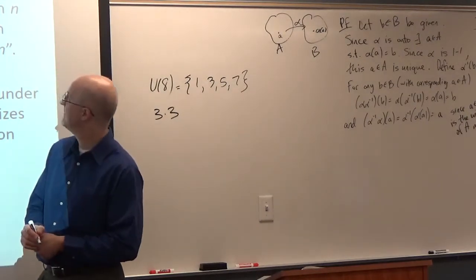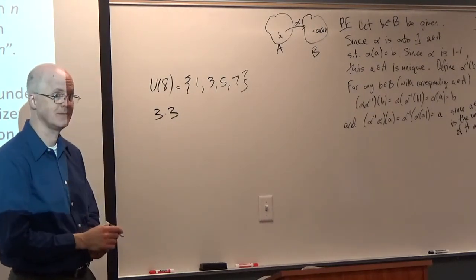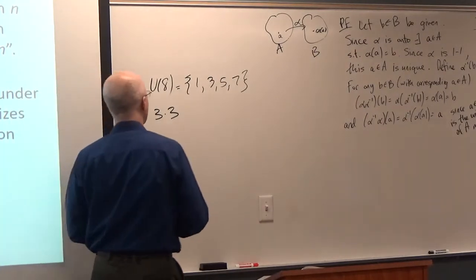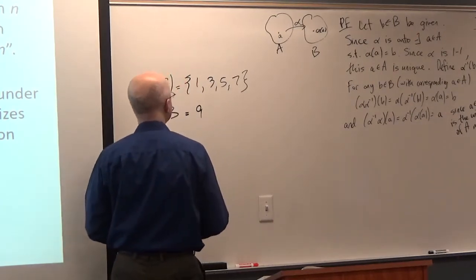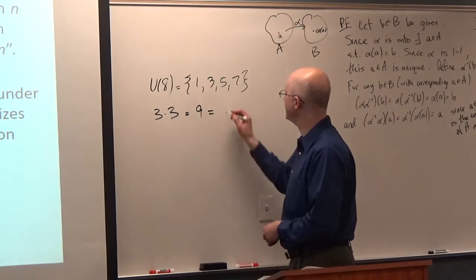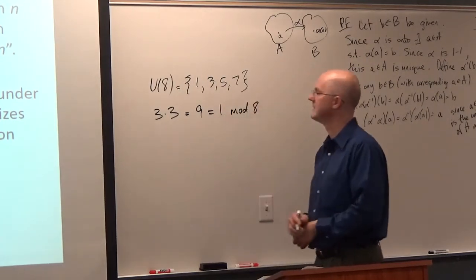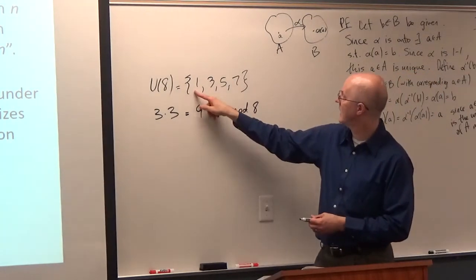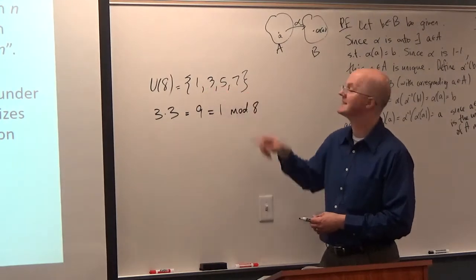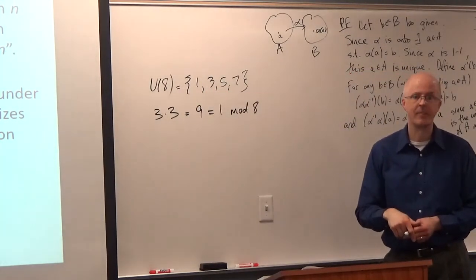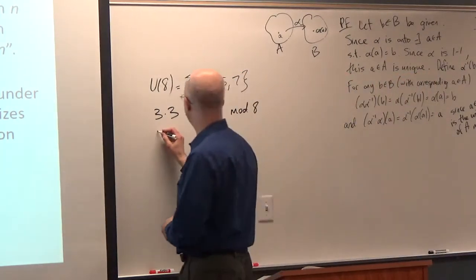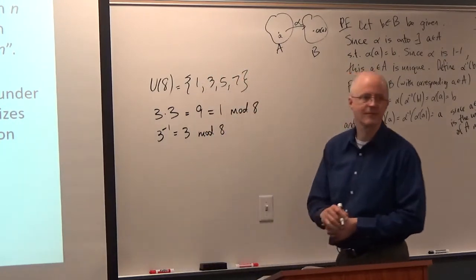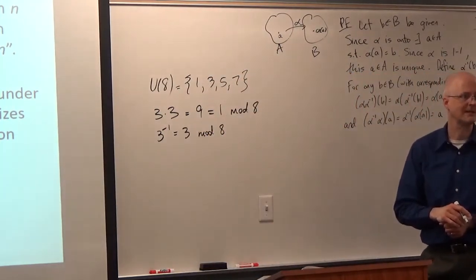I'm doing things mod 8, multiplication, not addition. We've only been doing addition so far, mod n. Now we're doing multiplication. 3 times 3 is, of course, 9, but what is 9 mod 8? What's the remainder when you divide 9 by 8? It's 1. 1 is in the set. It's the identity. 1 times 1 is 1, 1 times 3 is 3, 1 times 5 is 5, 1 times 7 is 7. This also means 3 is its own inverse: 3 inverse equals 3 mod 8, because when you multiply it by itself, you get the identity.